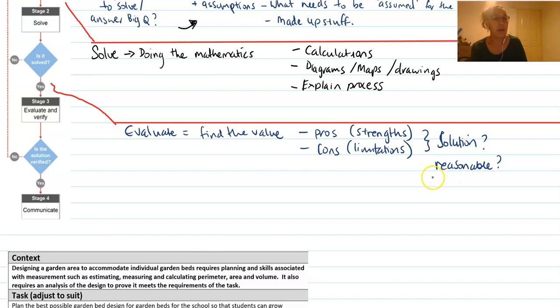Is there another way to check your work? So check and verify. That's how you would then construct your verified. And if you think that your solution is verified, then you would communicate your findings. So you would do your conclusion.